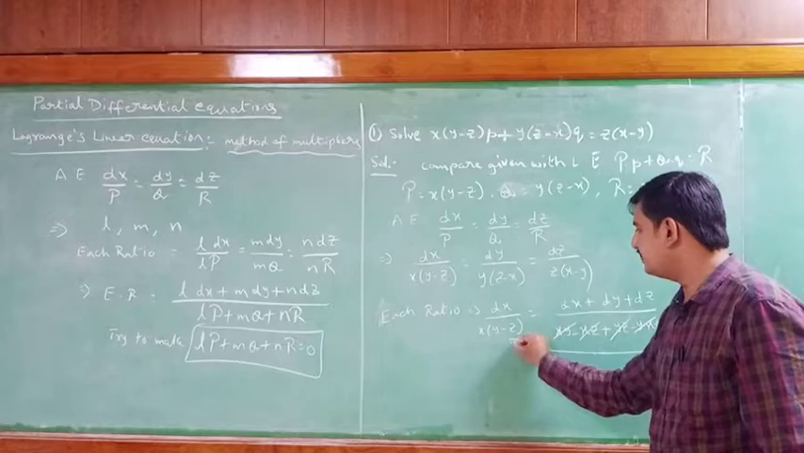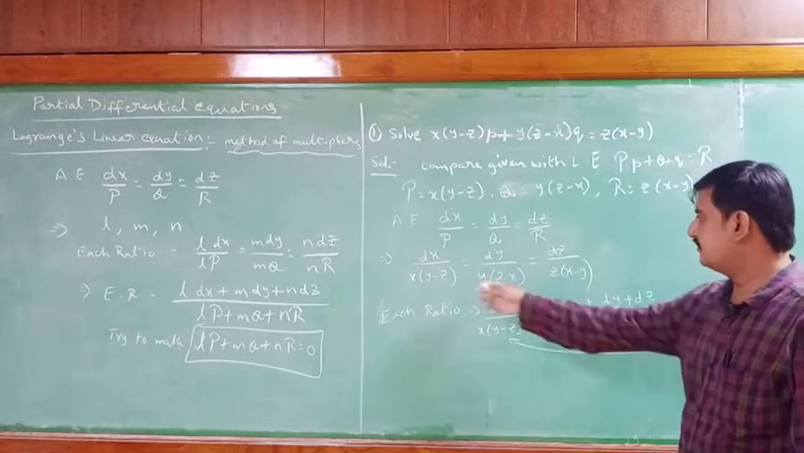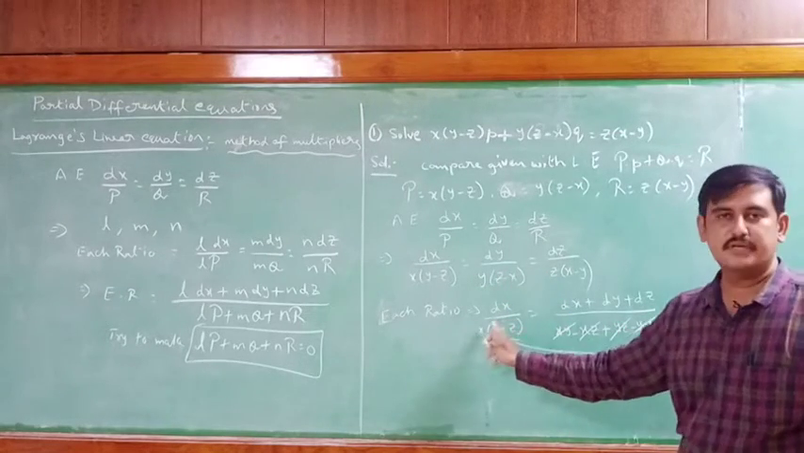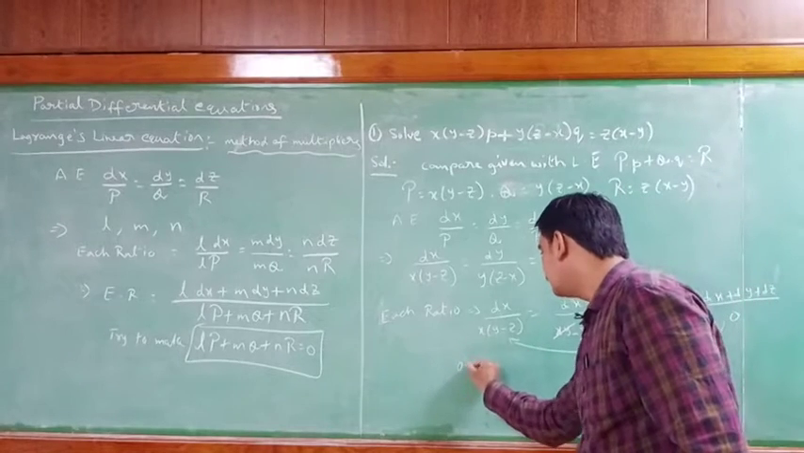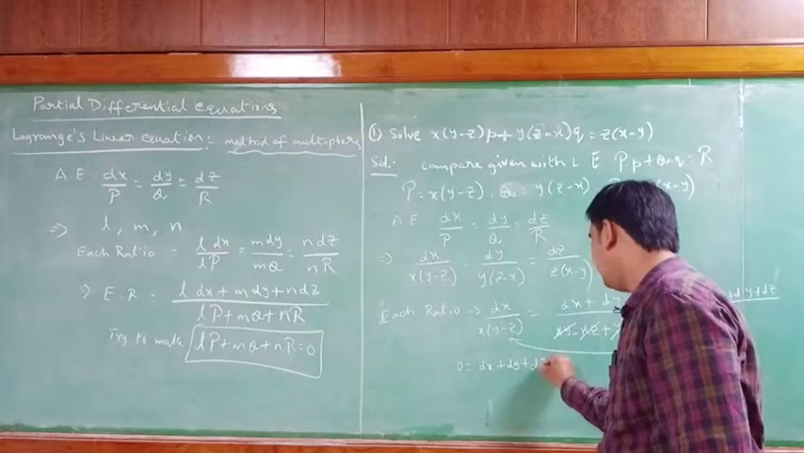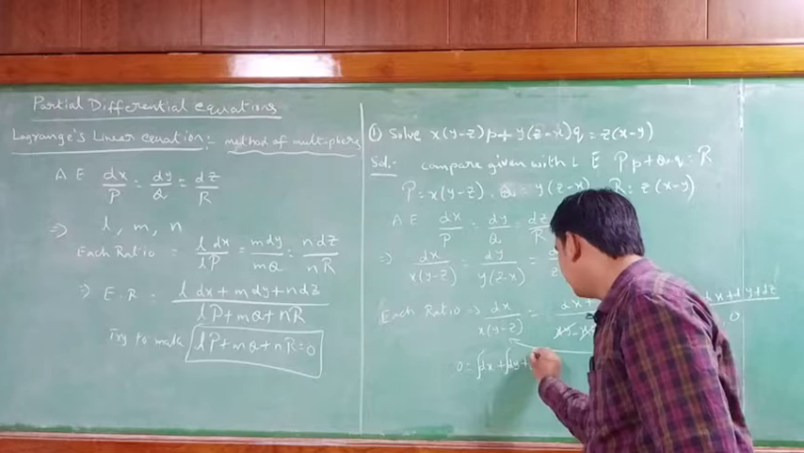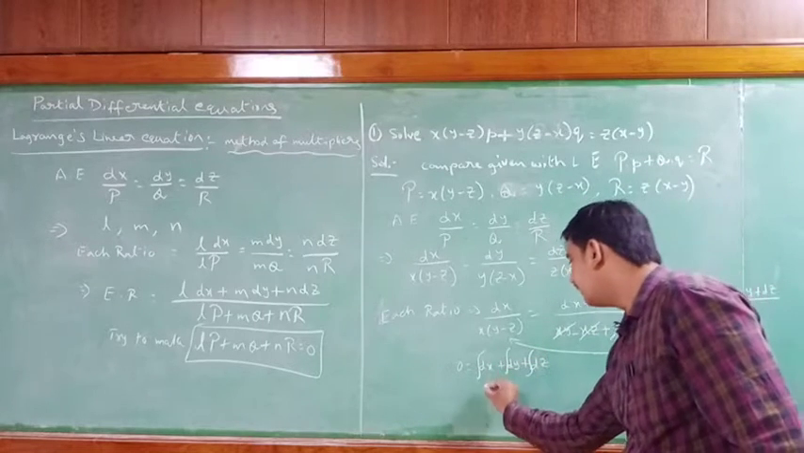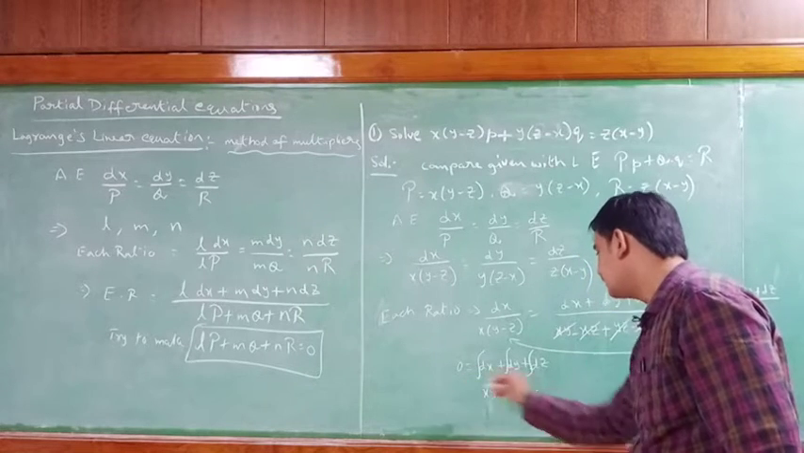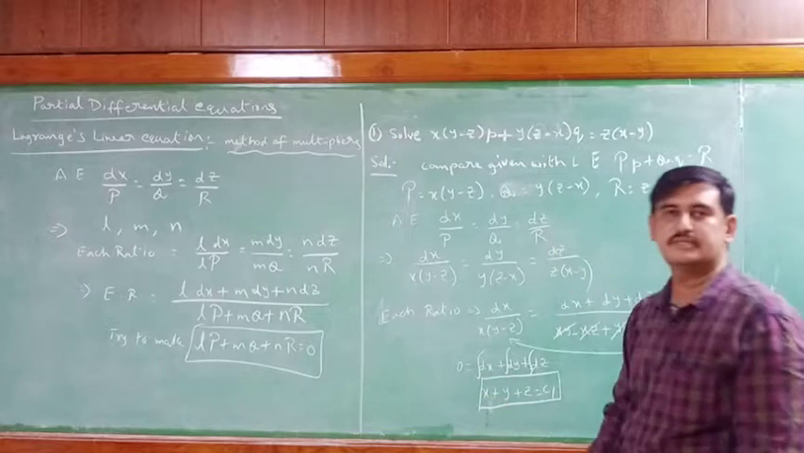What do we have on the left hand side? We have each ratio, that means any one, each ratio 1, 2, 3. For example, I took only one. You can write the second one, or the third one, any one. So 0 into anything becomes 0. Therefore 0 is equal to dx plus dy plus dz. Correct? Now you need to integrate. What is the integration of dx? x. Integration of dy is y. Integration of dz is z. After integration, let us take constant c1. So I got the first constant c1.